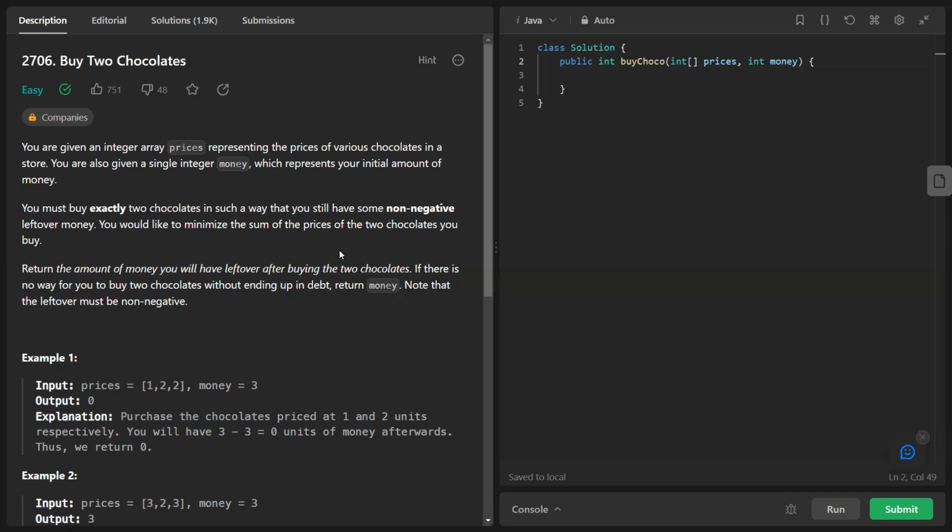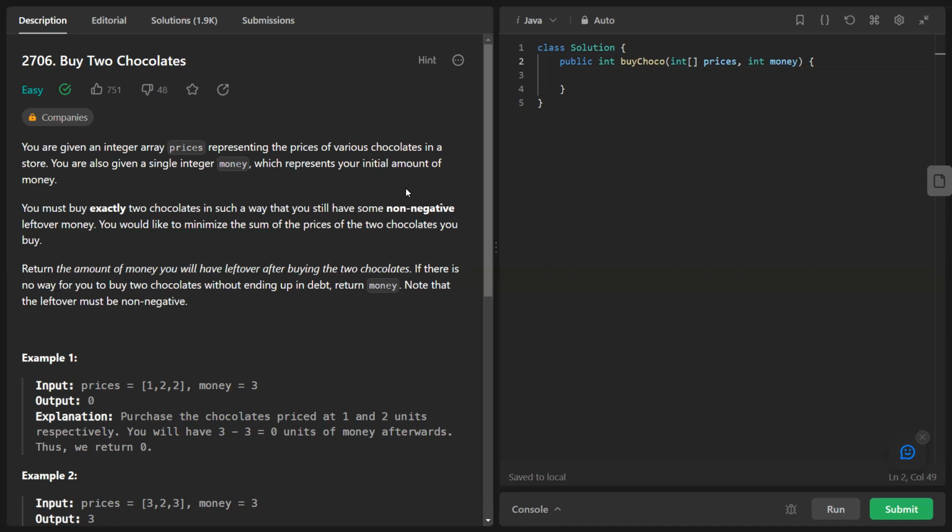Like you are going to a shop and you want to buy two chocolates and you have, suppose, 10 rupees with you, and there are many chocolates. There might be some chocolates of rupees 50, some of 100, some of 10, some of 5, some of 1 rupee. So you will prefer to buy two chocolates of rupees 1. It means your total will be 2, and your leftover amount will be 8 rupees. So the case is similar.